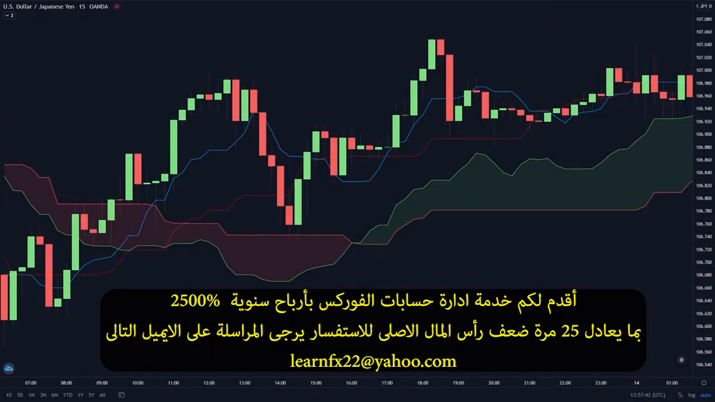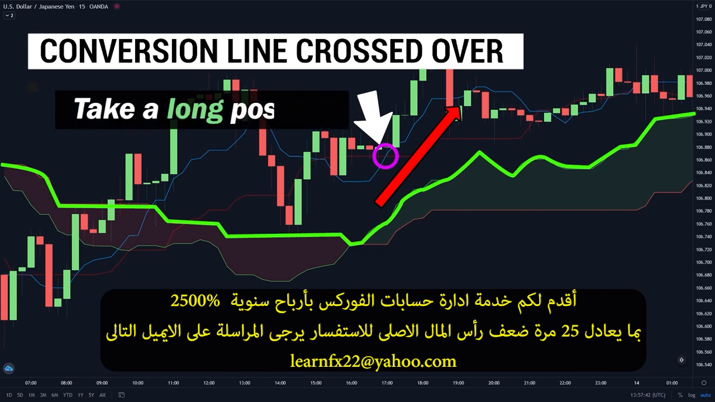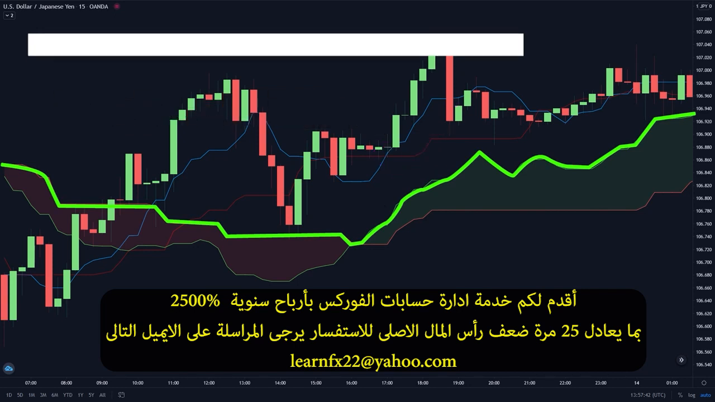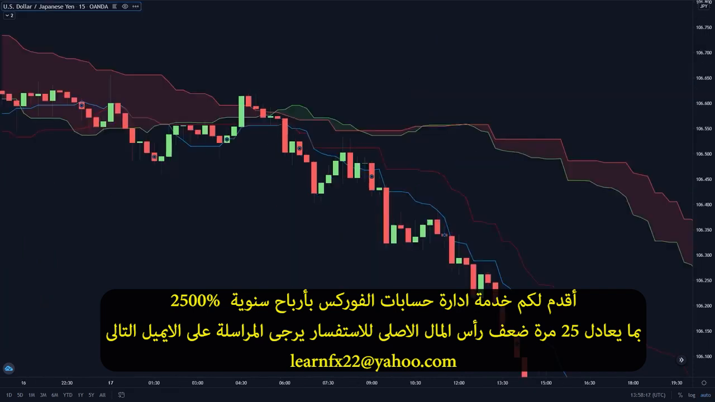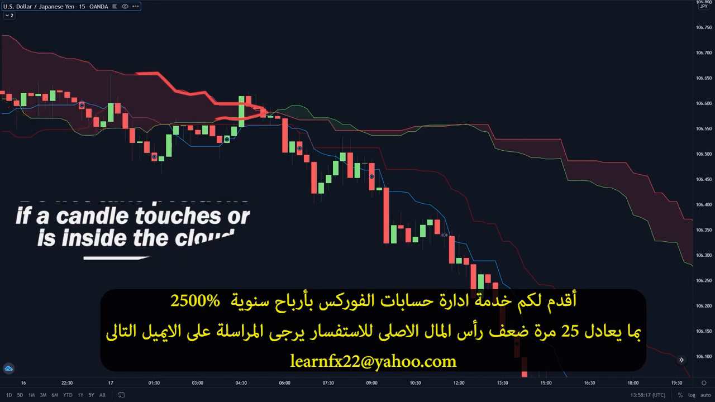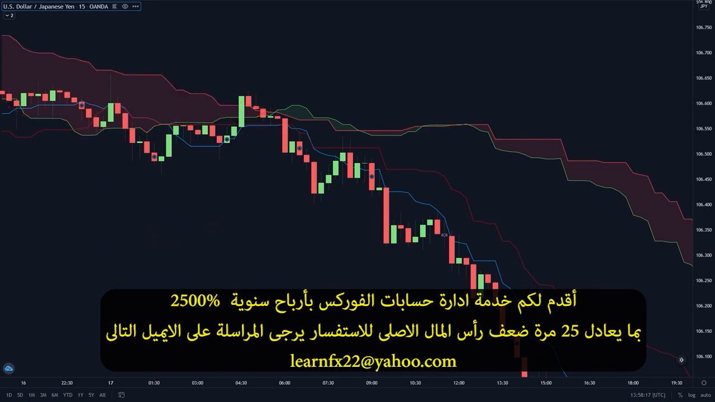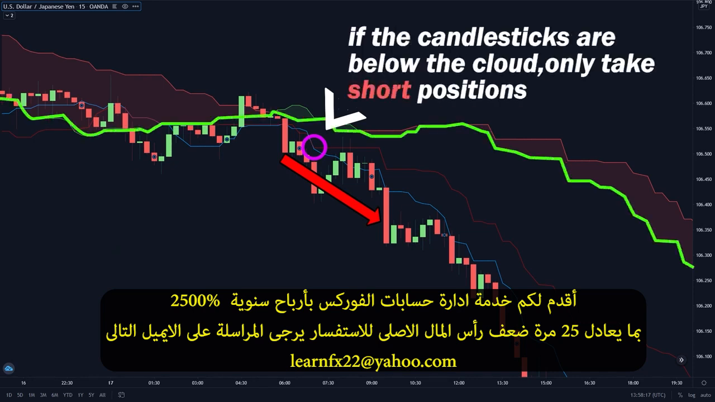The way we use this is by waiting for the lines to cross over. When the conversion line crosses over the baseline upwards, while still being above the cloud, you take a long position. Remember, when it's above the cloud, you take long positions only. Do not trade when the candle is inside the cloud. Similarly, when the conversion line crosses the baseline downwards while still being below the cloud, you take a short position.